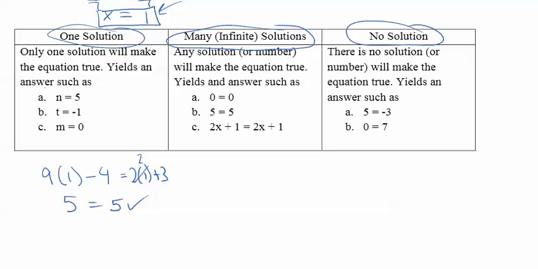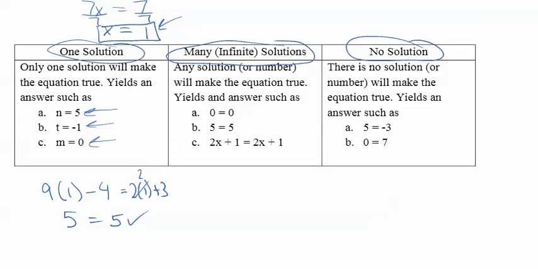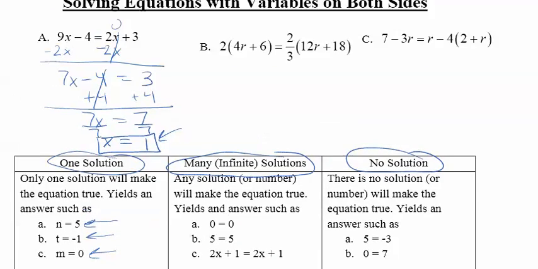Okay, so just a hint, this block here where it says one solution, only one solution will make your equation true. So it yields an answer such that you get a variable is equal to a number, such as n equals 5, t equals -1, m equals 0. Okay, so that's how you work an equation with variables on both sides. And if it has one solution, then that's what will happen when you try to solve it. Now let's look at some other types of equations.